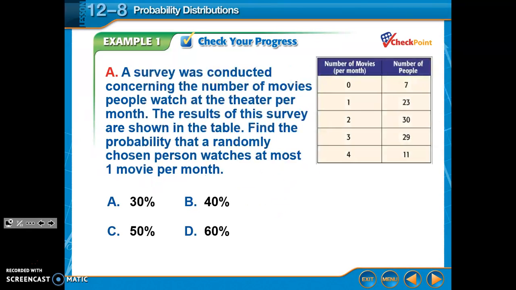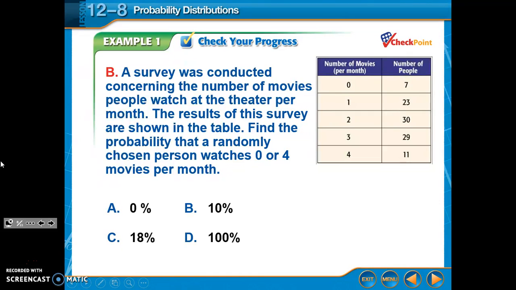Okay? You guys give this one a try. And this one.